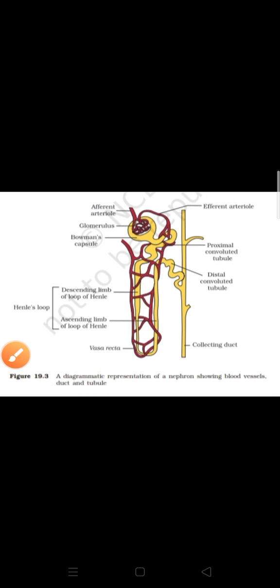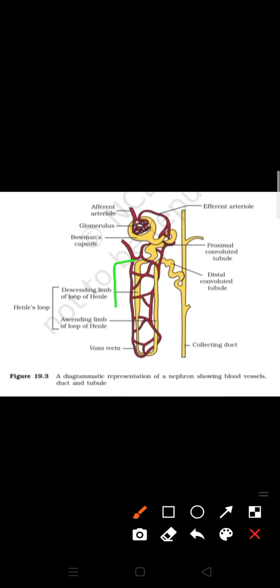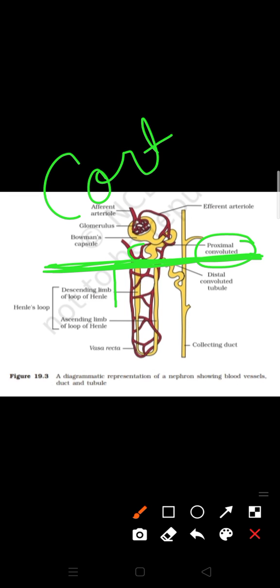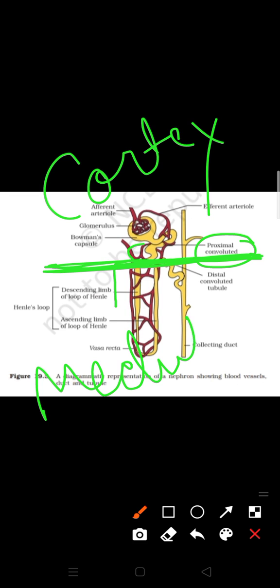Now come to the next thing, the PCT. You can see here the PCT. So this much portion, the PCT and Bowman capsule, are both present in the cortex part, and the rest of the part is present in the medulla part. Those who have seen yesterday's video know that the kidney has a cortex part and a medulla part. So half of the portion is present in the cortex part and half in the medulla part.